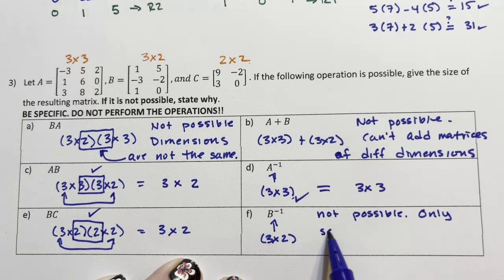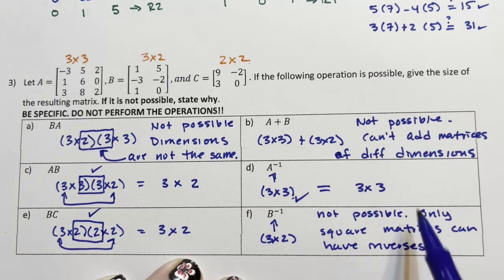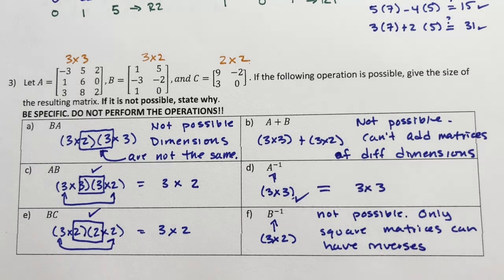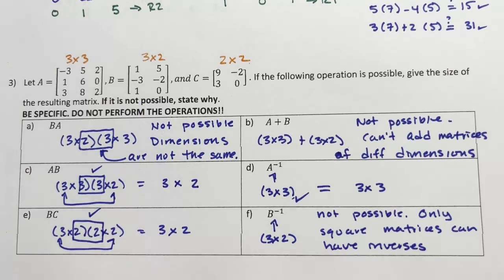Only square matrices can have inverses. And this one might not. This one could end up without an inverse if we started to solve it, but this one just cannot have one because it's not a square matrix.